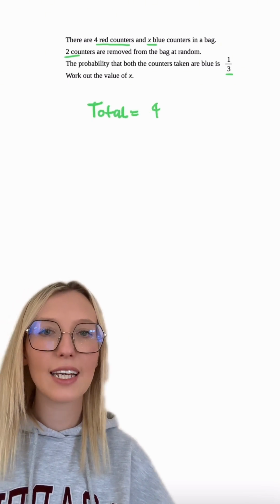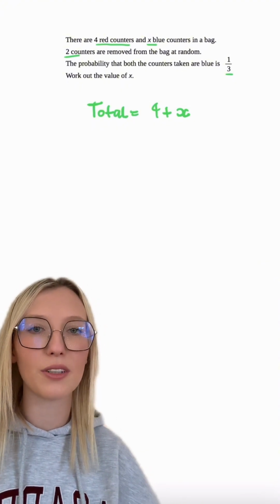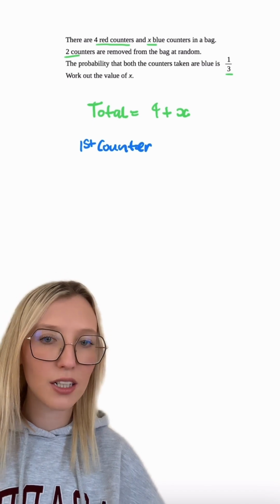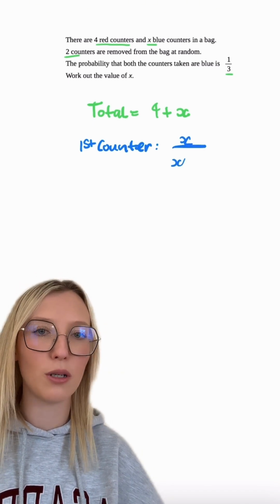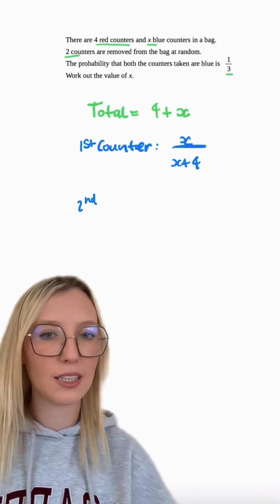Well, let's firstly take a look at the total number of counters, which is going to be 4 plus X, the red plus the blue. Now let's take a look at the probability of selecting a first blue counter. Well, that's going to be the number of blue counters, X, over the total number of counters, which is X plus 4.